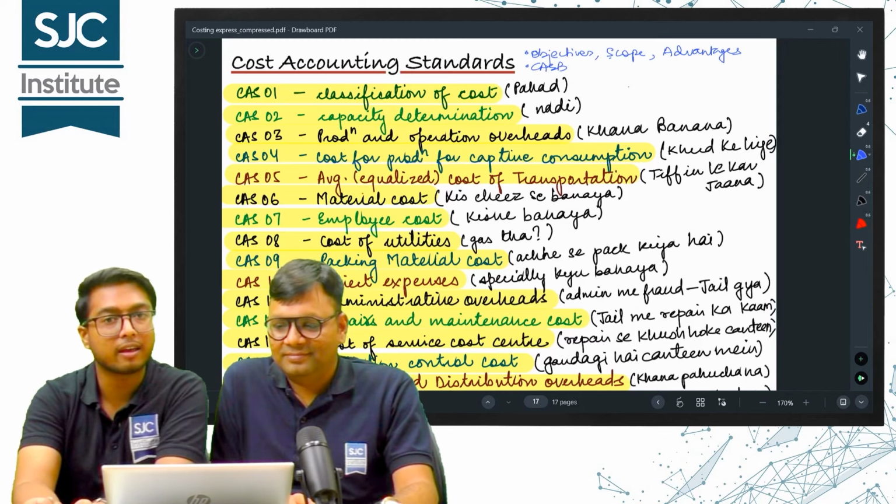So how does this connect with transportation? लेकर जाना, टिफिन, ट्रांसपोर्टेशन. Very good. Case 6 is material cost, Case 7 is employee cost, Case 8 is cost of utilities.